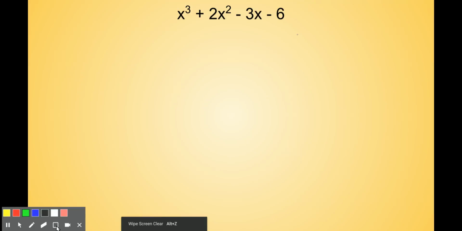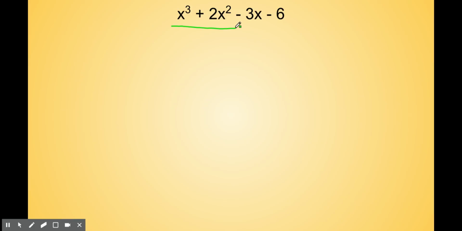And so when looking at this, I have decided that I am going to factor an x squared out of these first two terms. And let's take a look at what that looks like. So we're going to take an x squared out. And if we take an x squared out of x cubed, we're going to be left with an x. And if we take an x squared out of 2x squared, we're going to be left with plus 2.